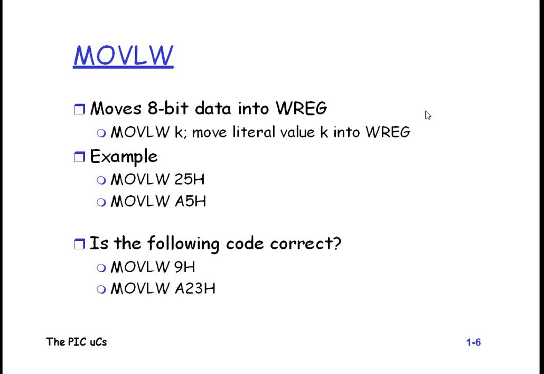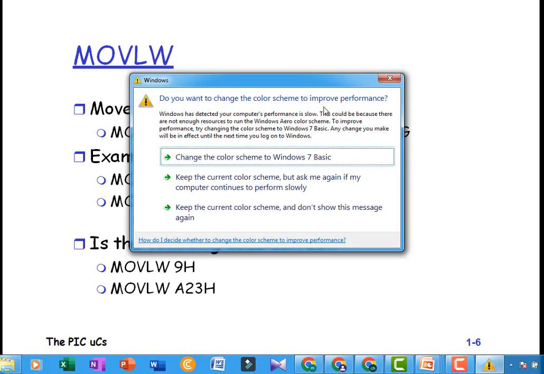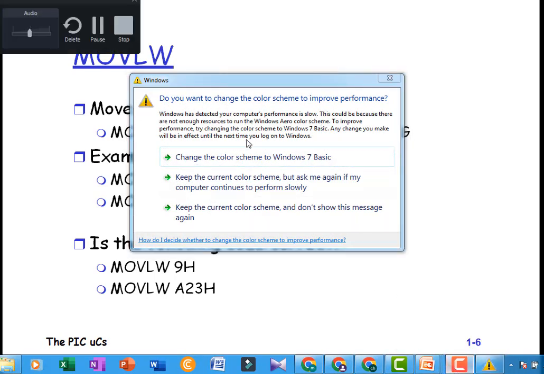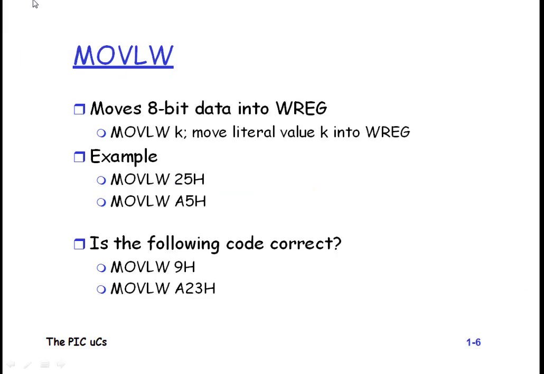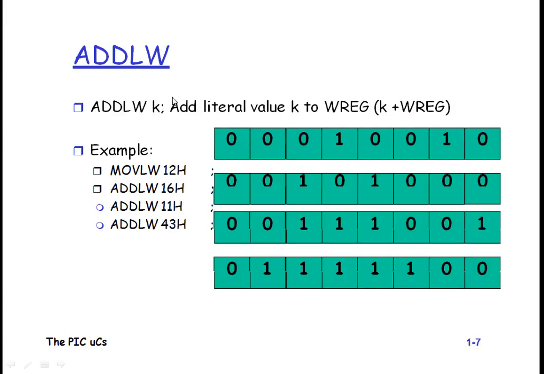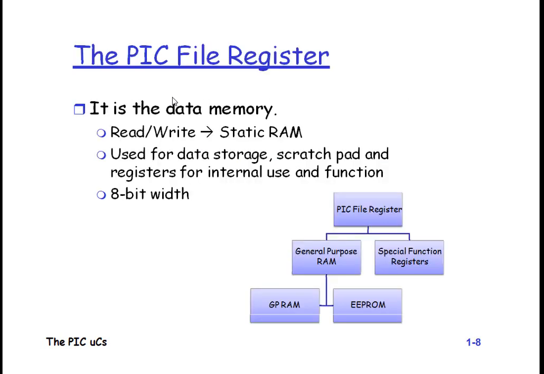The next instruction is MOVLW. It moves 8-bit data into the WREG register, and some examples are given. You can also try them and check which code is correct and what problems are in it. In the next one, ADDLW adds a literal value k to the WREG register, and some examples of this type are given.